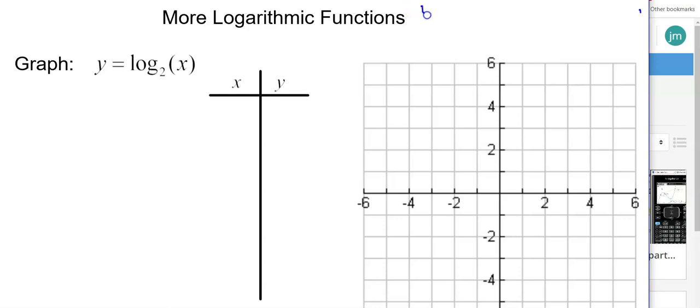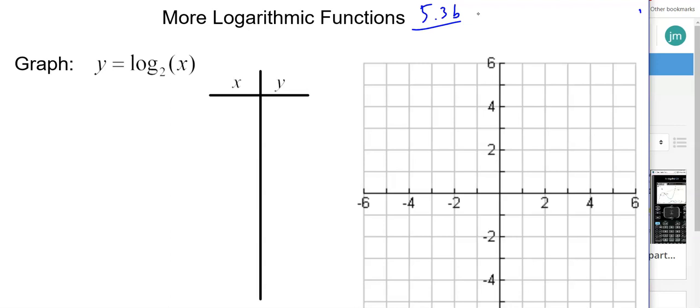Okay, this is lesson 5.3b. So mainly graphing logarithms. We've talked about logarithms, but we haven't graphed them. They have an asymptote similar to exponentials, but it's a little different. You'll notice the difference right away once we start plotting a few points here.